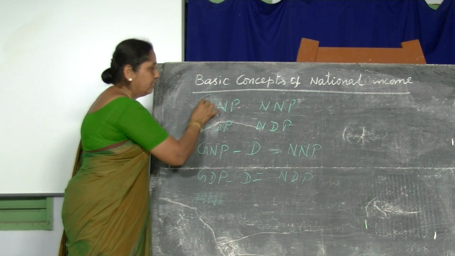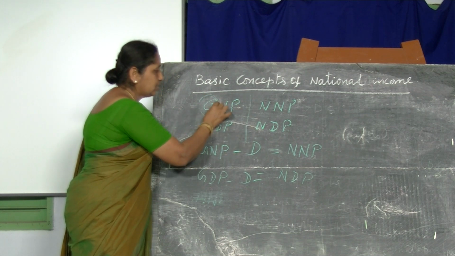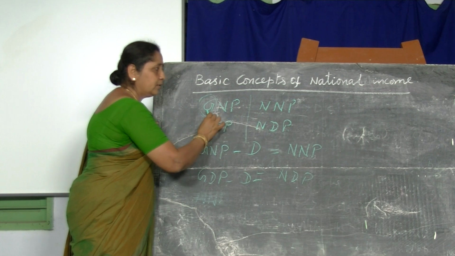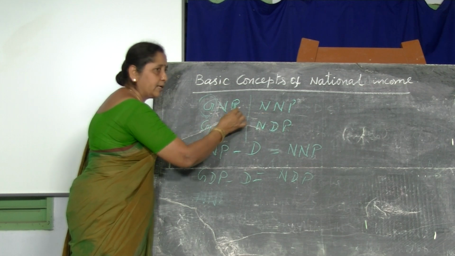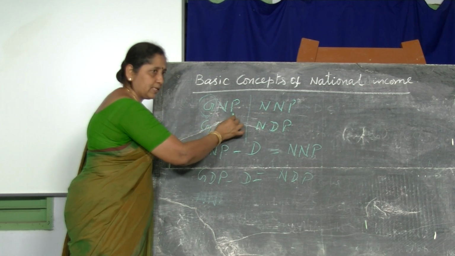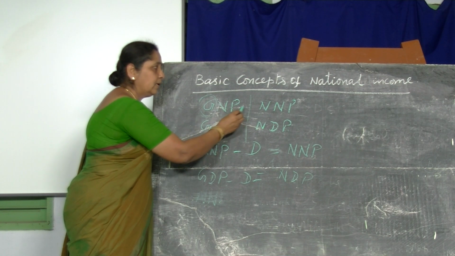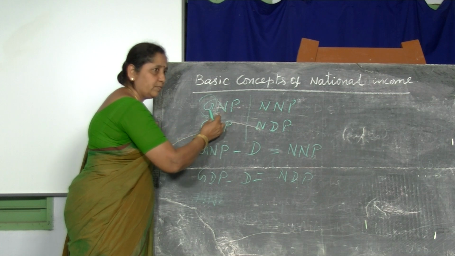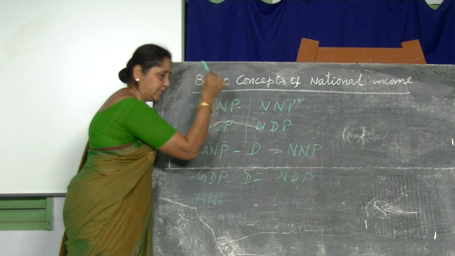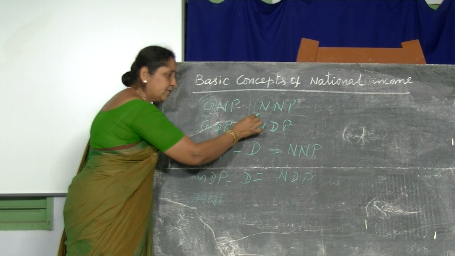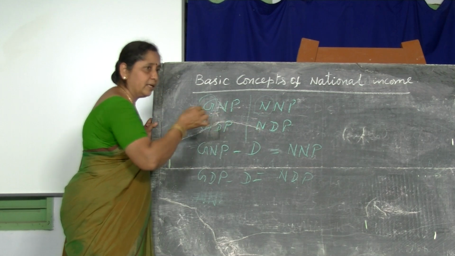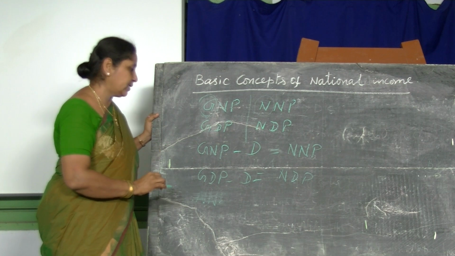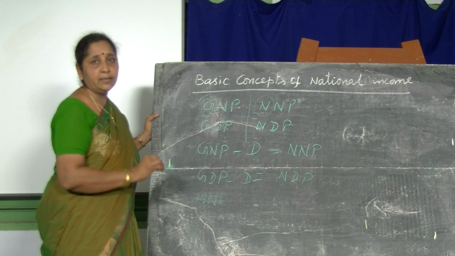The difference, I have taken it as two. The first letter, here it is gross and here it is net. It should not be confused with national, because the next letter is followed by the same N. The first letter that makes a difference here is gross and net. What makes a difference between gross and net? It is depreciation. I give you a recap. It is depreciation that makes a difference between gross and net.